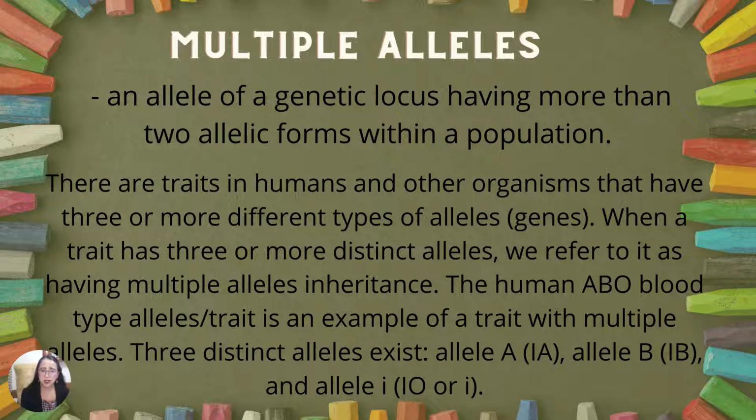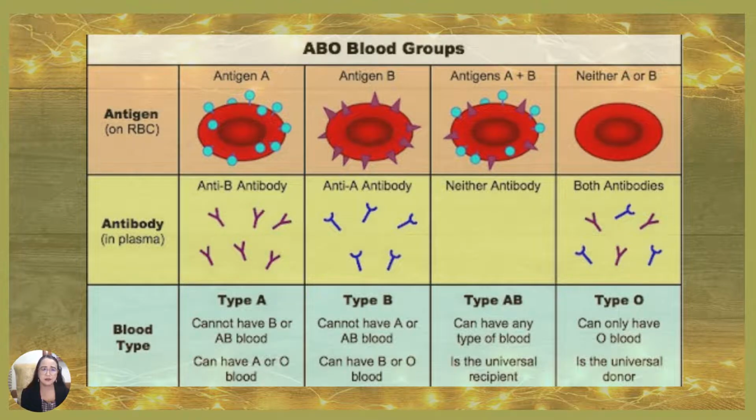The human ABO blood type trait is an example of a trait with multiple alleles. Three distinct alleles exist: allele A, allele B, and allele O. However, an individual only has a single pair of these alleles. The four main blood types are A, B, AB, and O. If you're blood type A, your red blood cells have proteins attached to them known as A antigen.